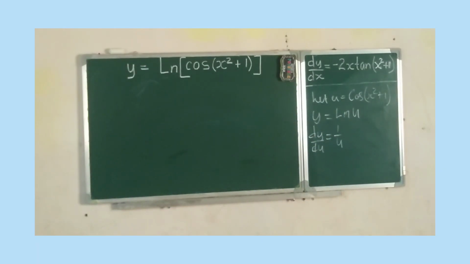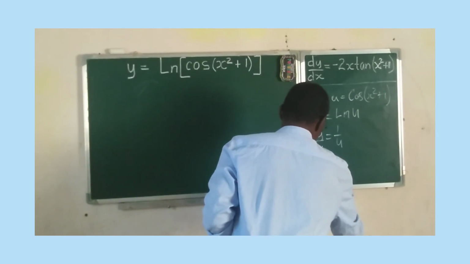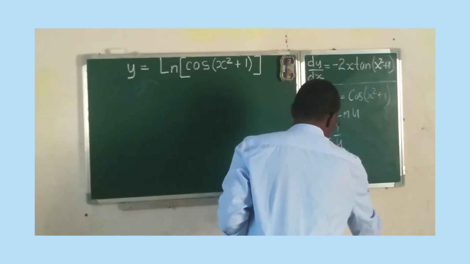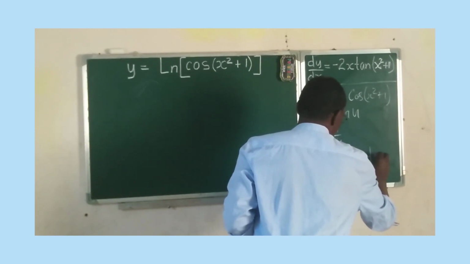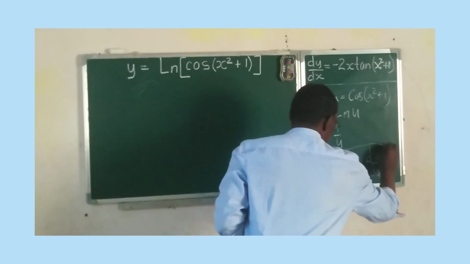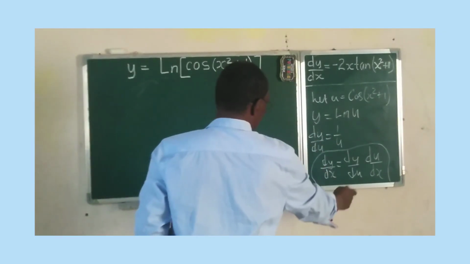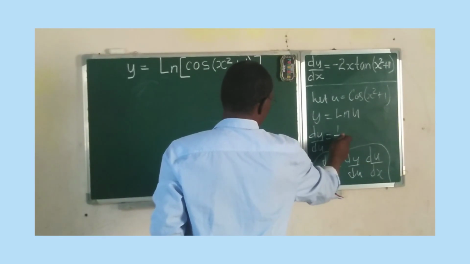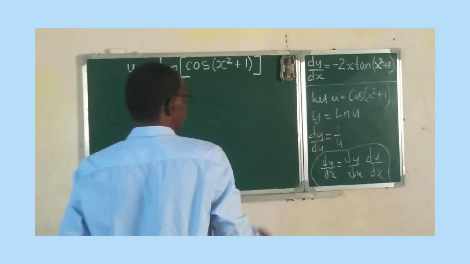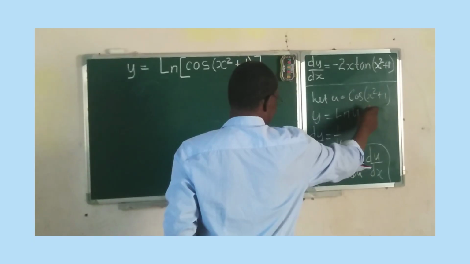And what does the chain rule say? Well, the chain rule says dy/dx is equal to dy/du multiplied by du/dx. This is the statement of the chain rule. Now we have secured our dy/du, which is 1 over u. We need our du/dx. But once again, our u is a function of a function. So the chain rule applies again here.